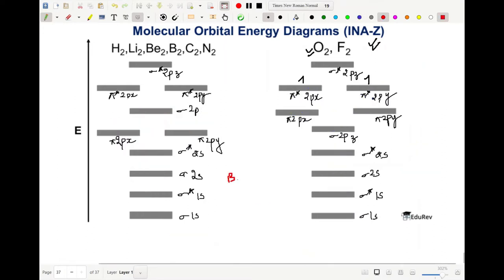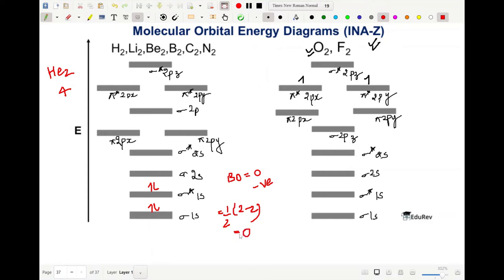Whenever the bond order is equal to 0 or it has a negative value, then the molecule we're talking about does not exist. For example, if I talk about the helium 2 molecule, we know that the molecule does not exist, right? If we try to prove it with the help of the energy diagram, the number of electrons in the He2 molecule is going to be equal to 4. If I fill the electrons here, 1, 2, 3, 4, the bond order comes out to be half multiplied by 2 minus 2, since 2 electrons are in the bonding and 2 in the antibonding. We have 0 bond order, which means the He2 molecule does not exist, okay? So whenever we have a bond order which is 0 or negative, it clearly means that the molecule you're talking about does not have any existence.